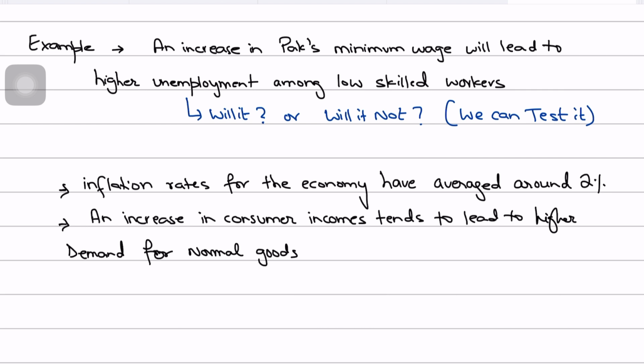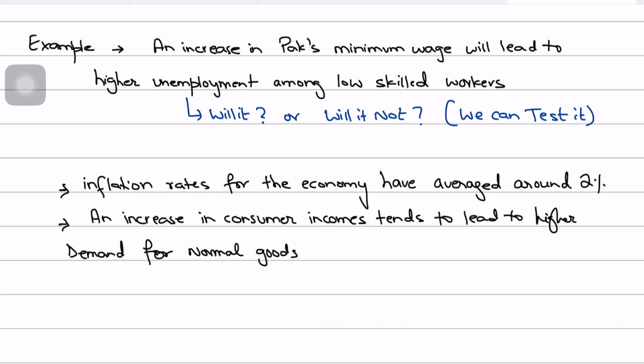Similarly, inflation rates for the economy have averaged around 2%. Now, whether they have or they have not, we don't know, but we can test it at least, right? Similarly, another example: if someone says the GDP of country X grew by 3.5% last year, we can actually verify that through economic reports and statistics for that specific year, right?